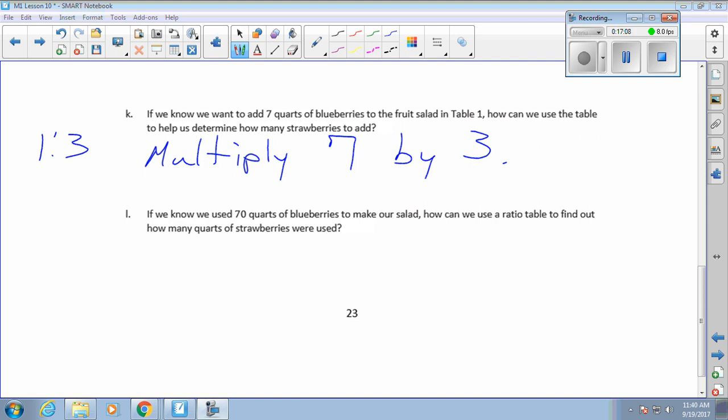All right. And part L says if we know we used 70 quarts of blueberries to make our salad, how can we use a ratio table to find out how many quarts of strawberries were used? Again, what was the value of the original ratio? Cameron? 1 to 3. Very good, 1 to 3. So if we have a 1 to 3 ratio again, what are we going to do to 70 quarts of blueberries? Christoph? Multiply it by 3. Very good. We're going to multiply that value by 3 as well. So multiply 70 by 3.